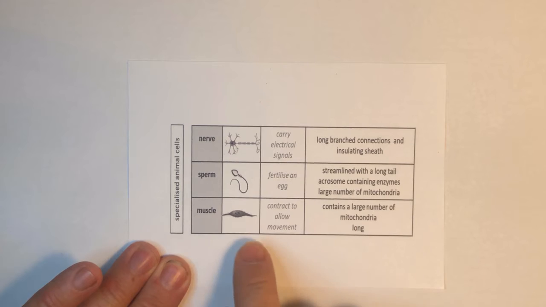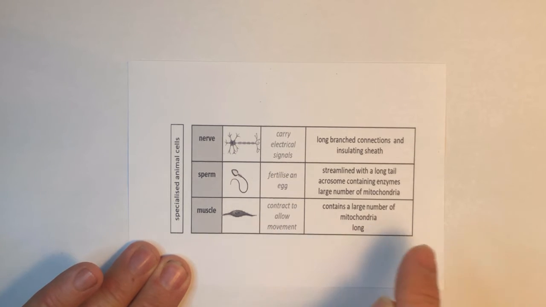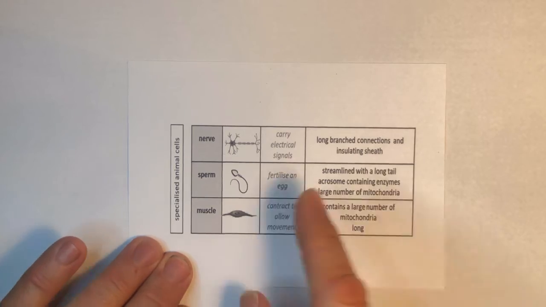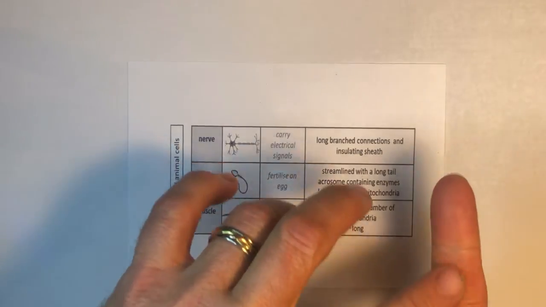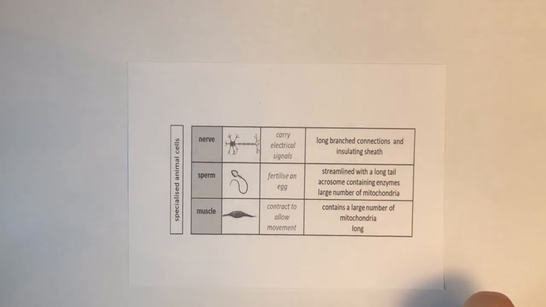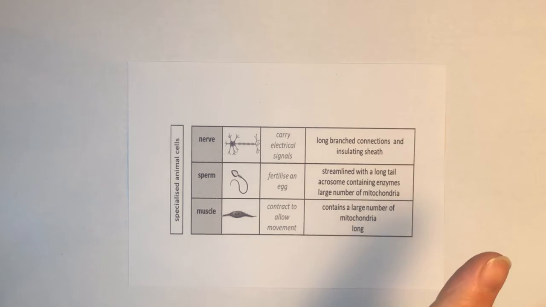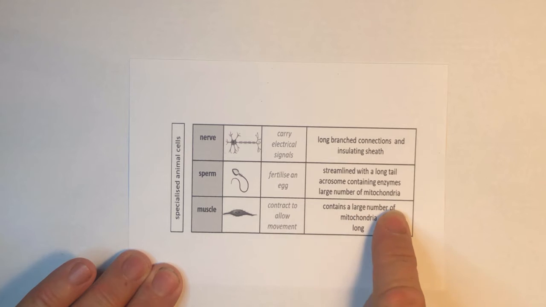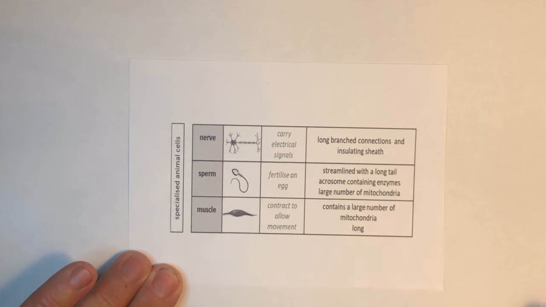A muscle. Muscles are long. Now the key to a muscle is they can only contract, right? So when I move my finger up like that, these muscles here are contracting and pulling it along. For me to push my finger back, it's muscles along the back of my finger. And they contain a large number of mitochondria and are long.